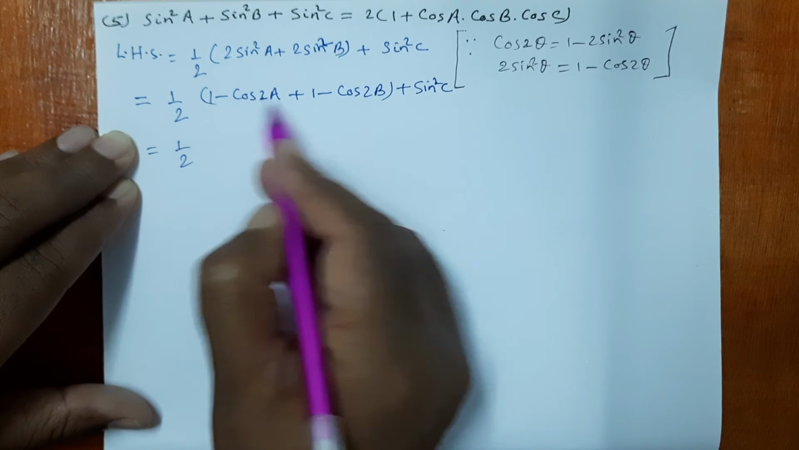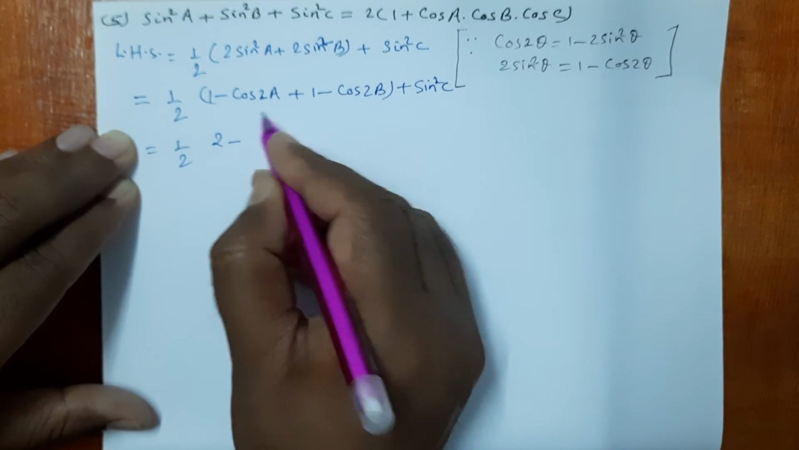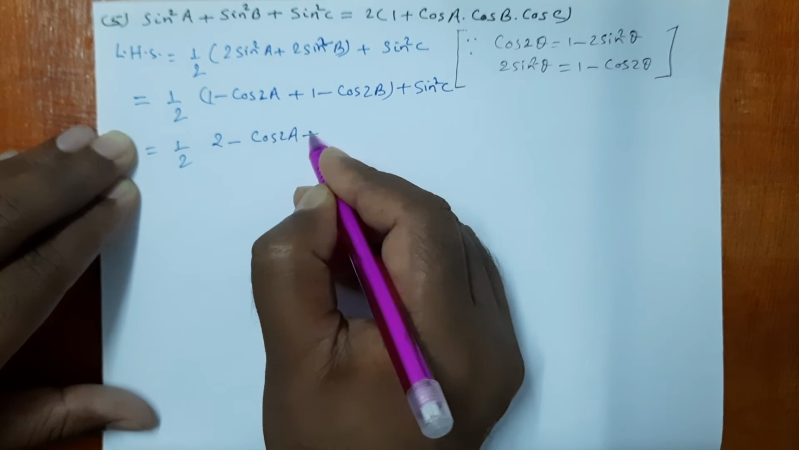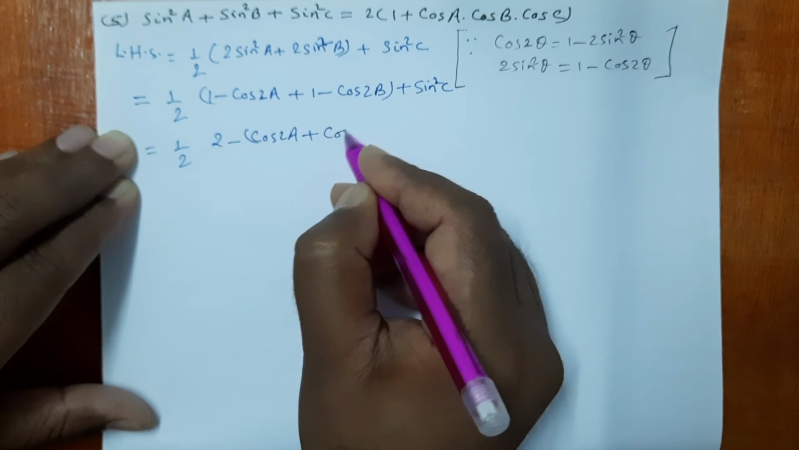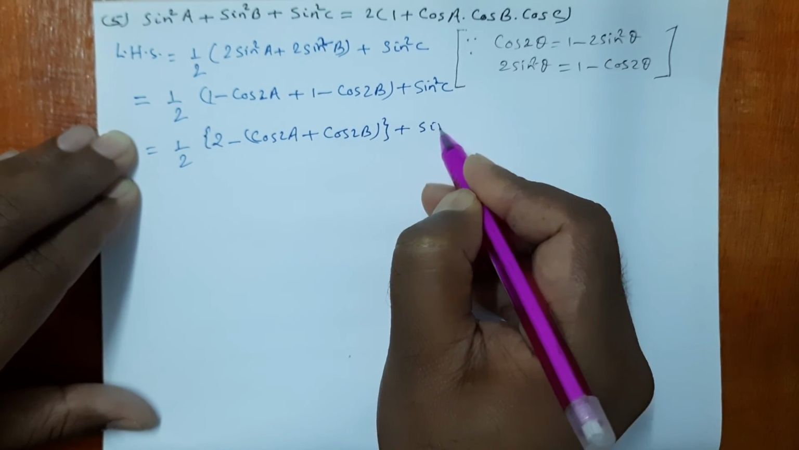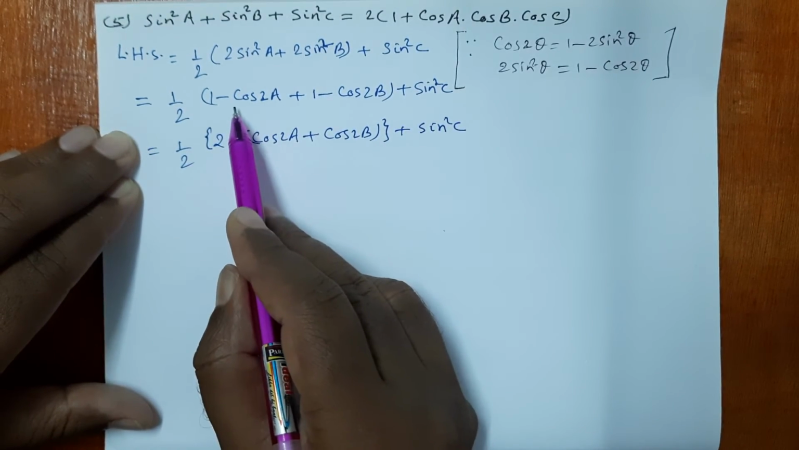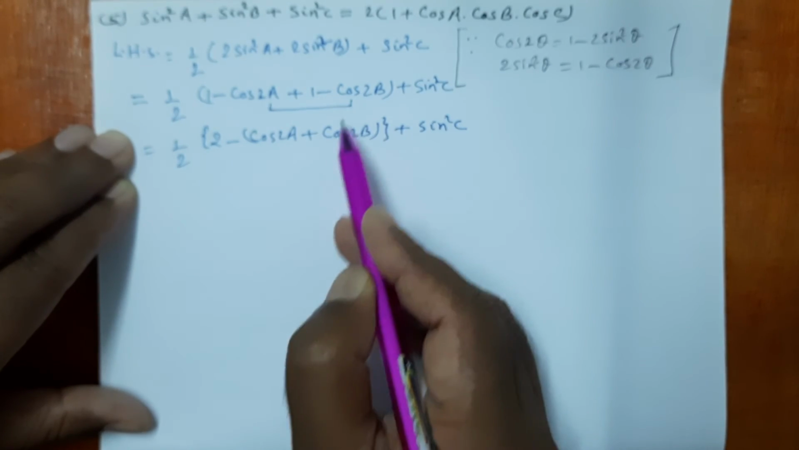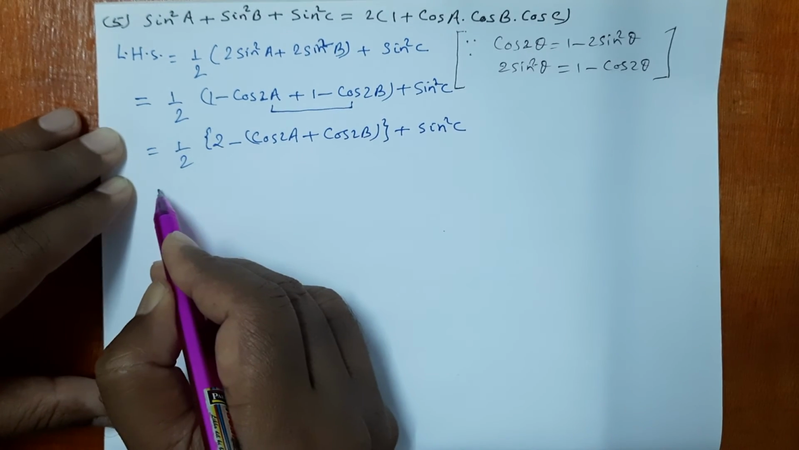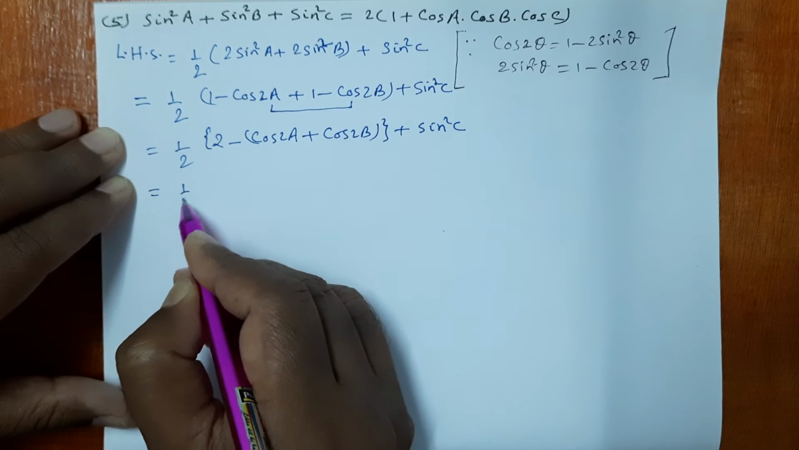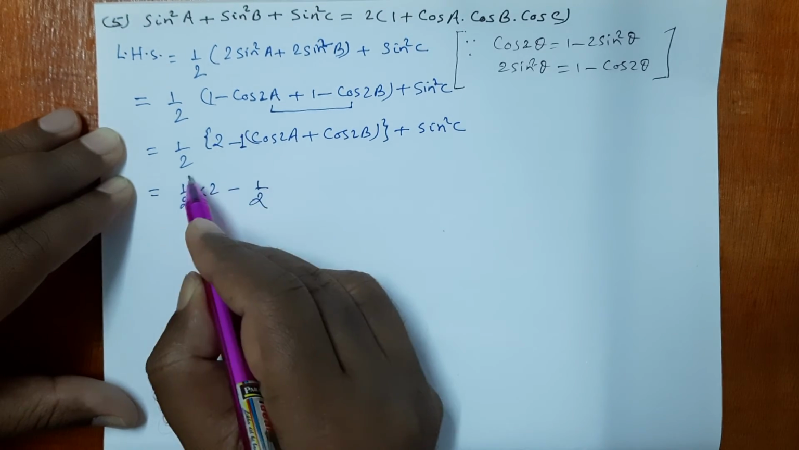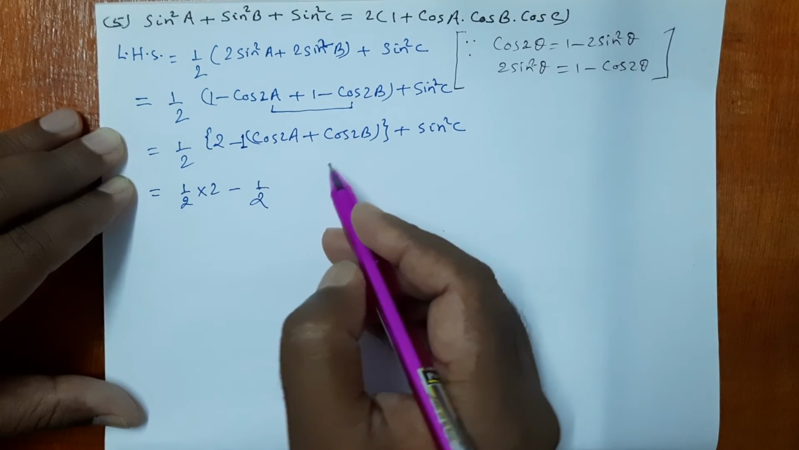This 1 over 2, 1 plus 1 will be 2, minus cos 2A and cos 2B. Minus can be taken out common from these, cos 2A plus cos 2B. Okay, we can write it this way, plus here is sine square C. So 1 plus 1 is 2, minus is common, and cos 2A plus cos 2B. Okay, and now this 1 over 2 multiplies inside, 1 over 2 times 2, minus 1 over 2 multiplies here. There is nothing, means there is 1. So 1 over 2, 1 over 2, cos 2A plus cos 2B.